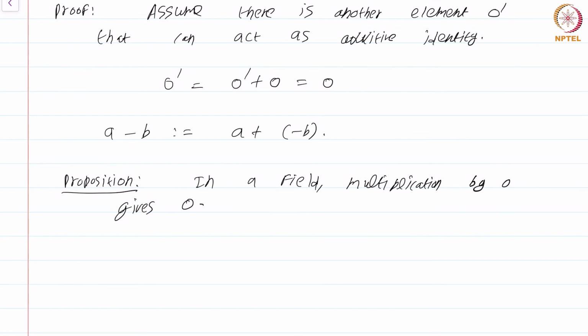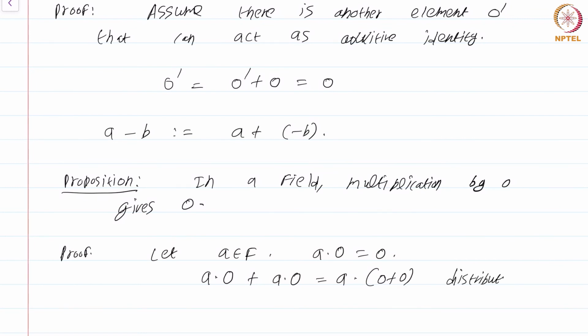So proof, let A be an element of F. We want to show that A dot 0 is 0. Again, note that for multiplication I'm using dot notation. A dot 0 plus A dot 0 is actually A dot 0 plus 0. This is by distributivity.